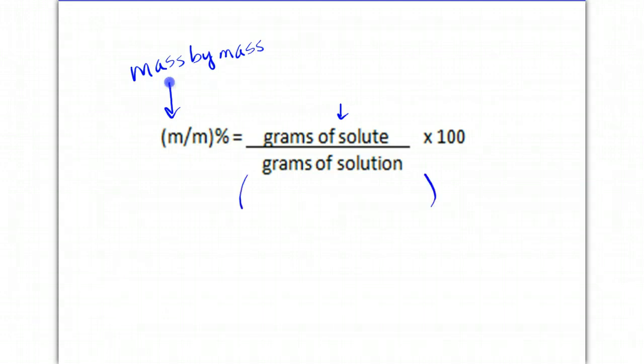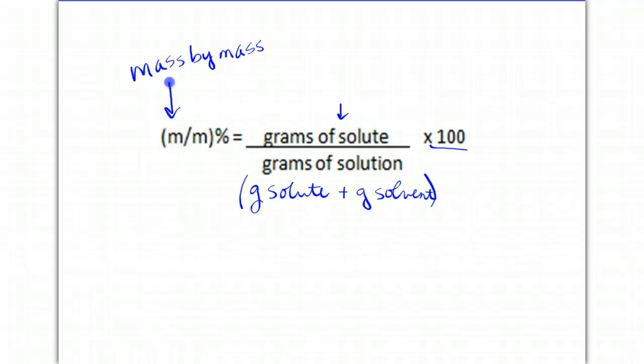Realize that the grams of the entire solution is the same thing as the grams of the solute plus the grams of the solvent, since solute plus solvent make up the entire solution. And then times 100 is just to make it into a percent.